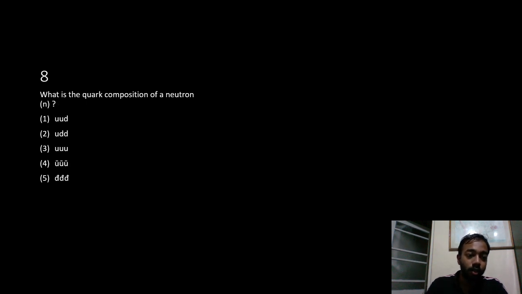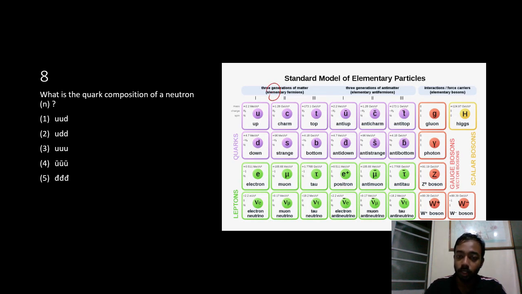Question number 8, what is the quark composition of a neutron? This question is coming from particle physics. A neutron is a neutral particle, so the charge is 0. If you consider the standard model of particle physics, here there are quarks and leptons. Out of the quarks we are mainly dealing with the up quark and down quark.